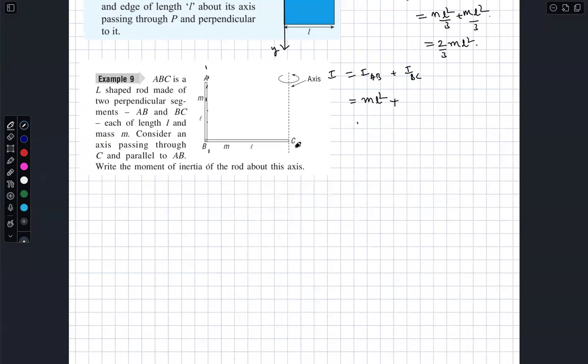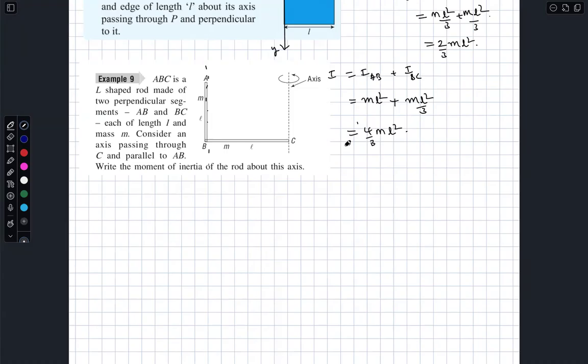But about this axis, BC is a rod and the axis is perpendicular to the line passing through one of its ends, so it is ML square by 3. Total is 4 by 3 ML square. Okay, that's all. Simple question.